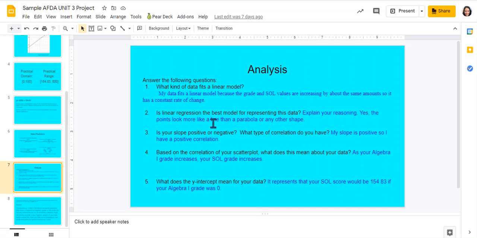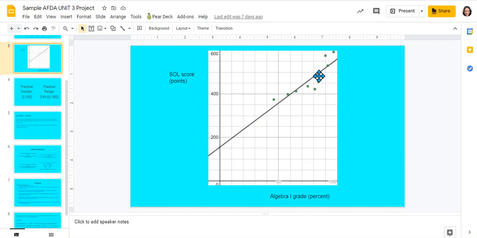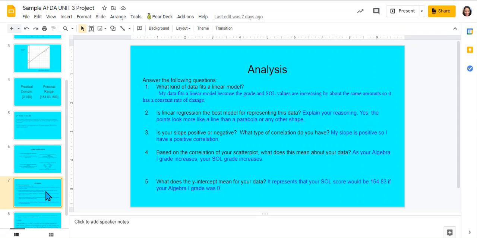Is linear regression the best model for representing this data? So if your points seem to line up, then you can say yes. If your points make another shape, like a U shape, or if they go all up and down, then you can say no and describe why. Is your slope positive or negative? So that's just going to be depending on your line. Look at your line. And your correlation should match your slope. So positive slope is positive correlation, negative slope is negative correlation.